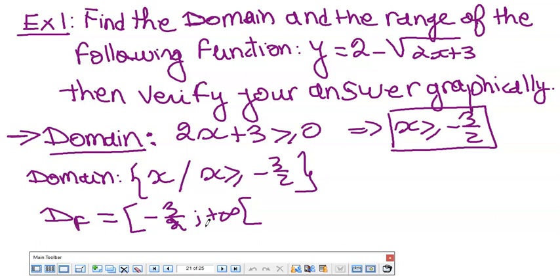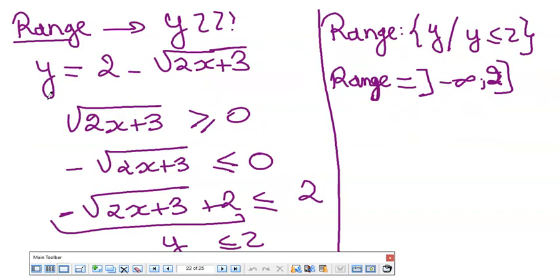Or I can also write it as an interval, because when I say bigger or equal than minus 3 over 2, it means from minus 3 over 2 to plus infinity. So those two ways of writing the domain are both right. But when I write it as an interval, I should write a bracket here, equal, not two points. Be careful, equal.